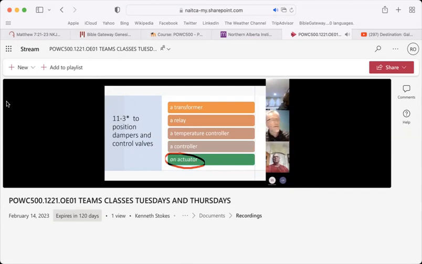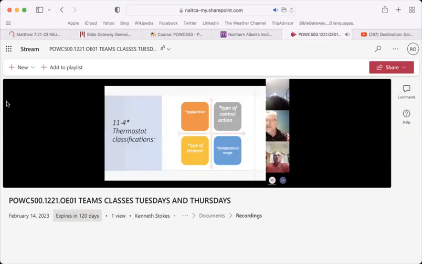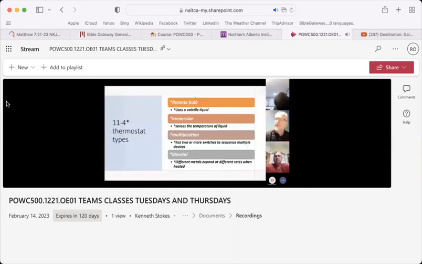Okay, to position dampers and control valves, we use an actuator. An actuator is a device to position dampers and control valves. Classifications of thermostat, all of the above. It might be the range, it might be the type of control, it might be the application, and it might be the type of element.